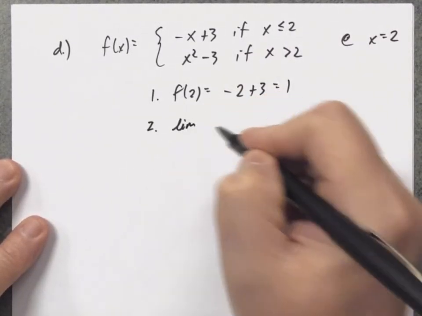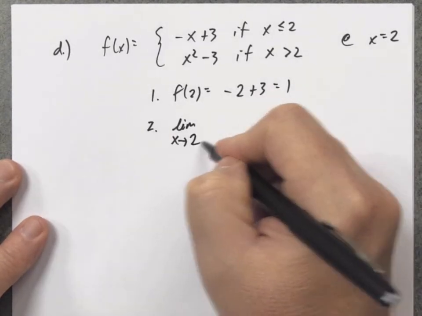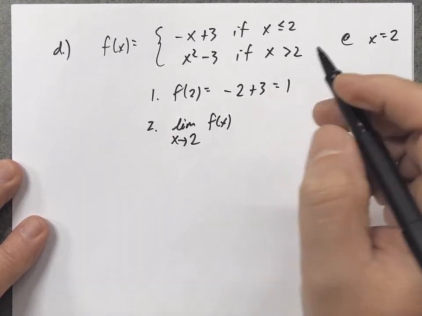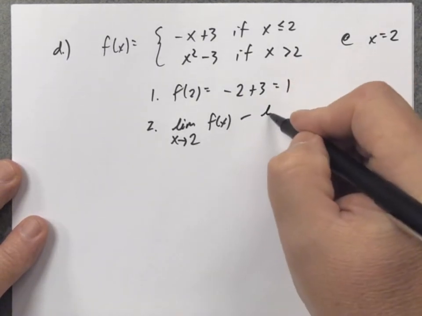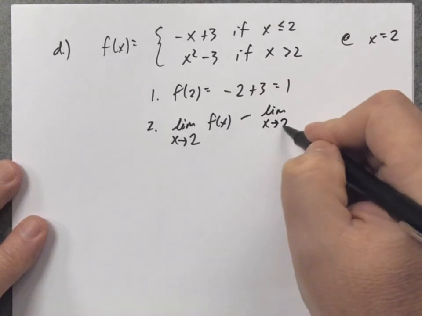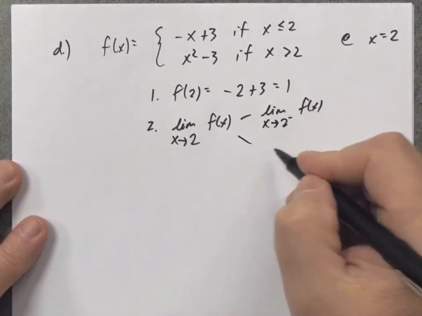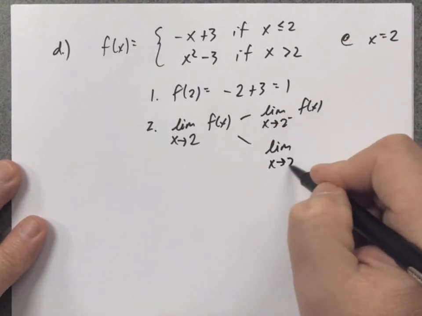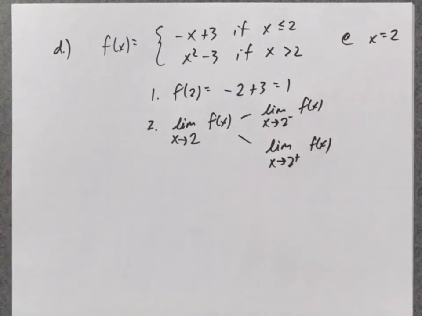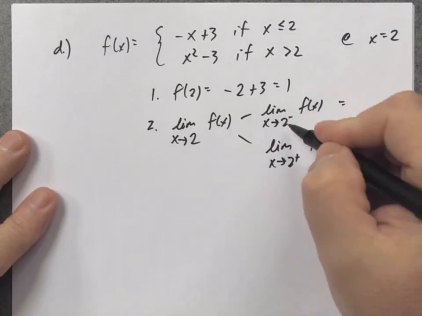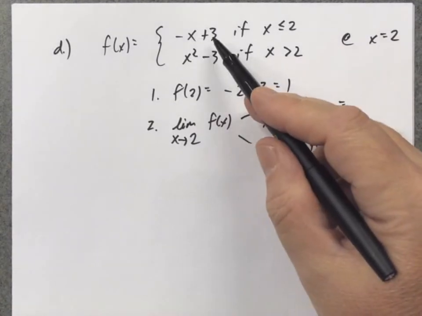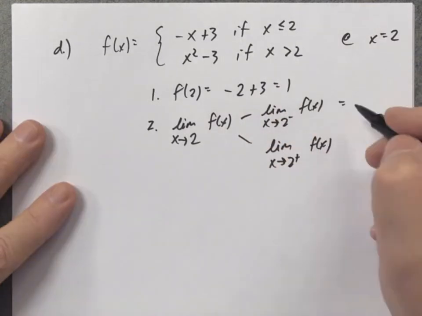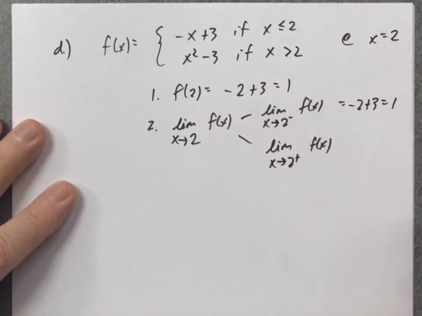Now I'm looking for the limit as x approaches 2 of the function. So once again, since I'm looking at the transition point, I have to actually calculate the low side limit and the high side limit. So the low side limit, I'm looking at values of x just a little bit less than 2. So I use this top function. When I plug in 2, once again, it's 1.